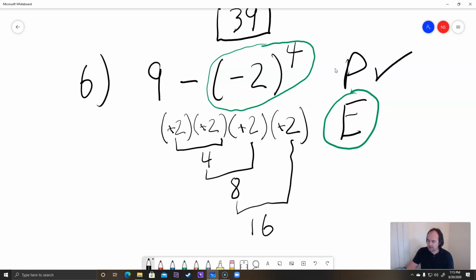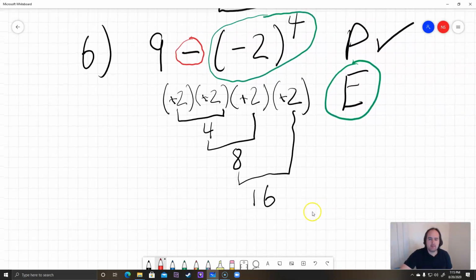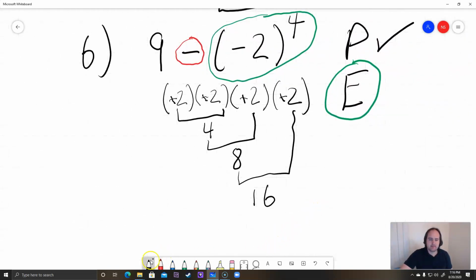However, don't forget we still have this minus out front. So we do have a minus in front of the 16. So what we're going to have now is actually 9 minus 16. Okay? So that took care of the exponents. Exponents was kind of a big step there, but we went ahead and did that.